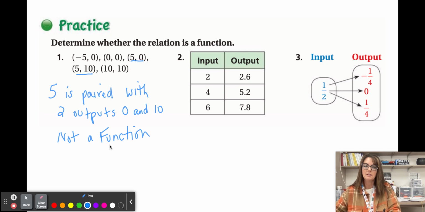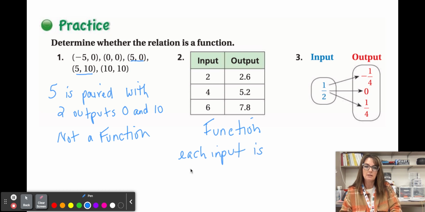To be a function, it is paired with exactly 1. Inputs distinctly different, each paired, so this is representative of a function because each input, and this is how you would explain it, each input is paired with exactly one output.